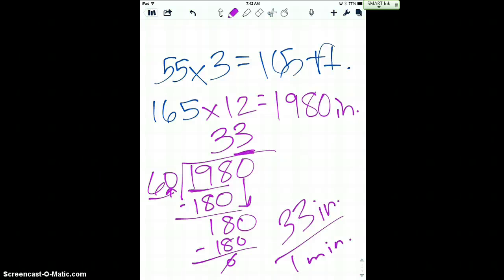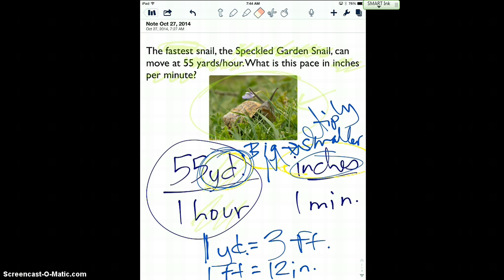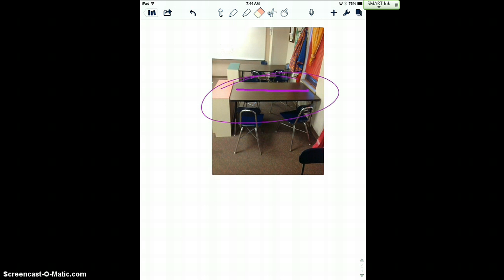So just think about the classroom. Think about our desks. 33 inches. Do you think it could make it across this table and get to here in 1 minute's time? Think about that. All right, so it can go, like we said, hopefully you thought about it. We got 33 inches per minute. So the question is this 33 inches?